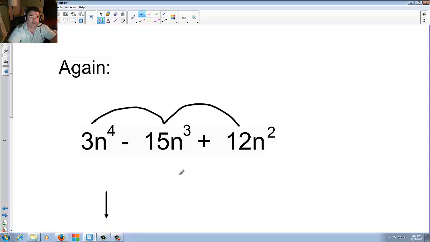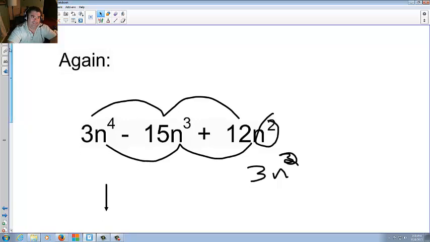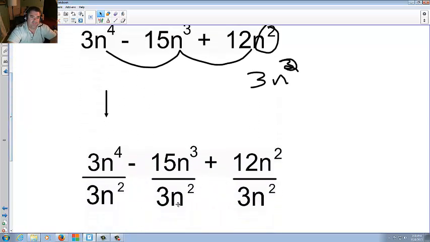I hope you notice there's probably a 3 in each one, so I can probably nab a 3. And if you notice, there's n's that are the same, and the smallest is n squared, so I'm probably going to yank out 3n squared. Let's see how I do it. Anyway, so I pull out 3n squared.